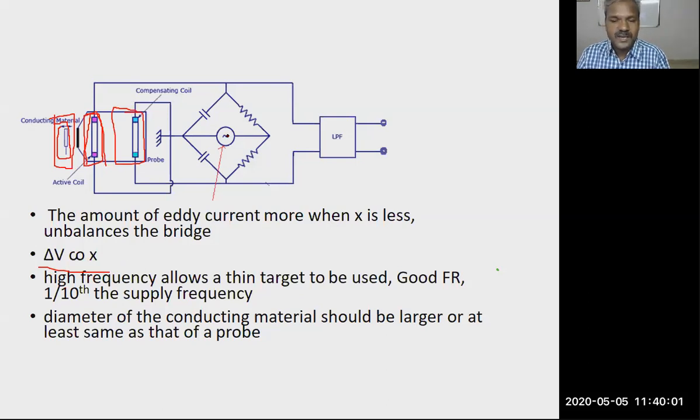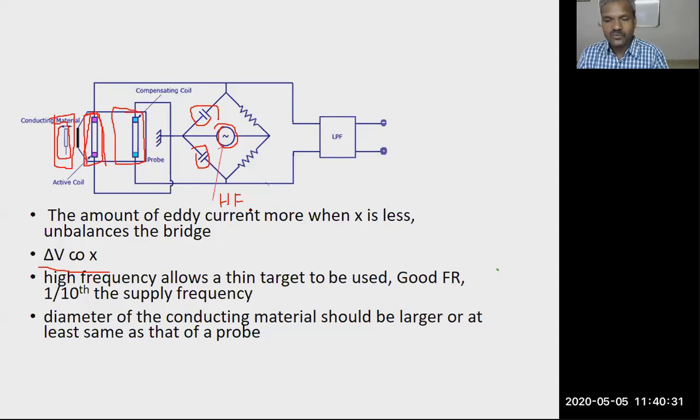This has high frequency. Actually, this should be excited by very high frequency excitation, in the order of kilohertz. This is the fixed capacitors. This is the resistive arms. Okay, so this is the probe. The probe consists of a compensating coil and the active coil. This compensating coil is for temperature compensation.